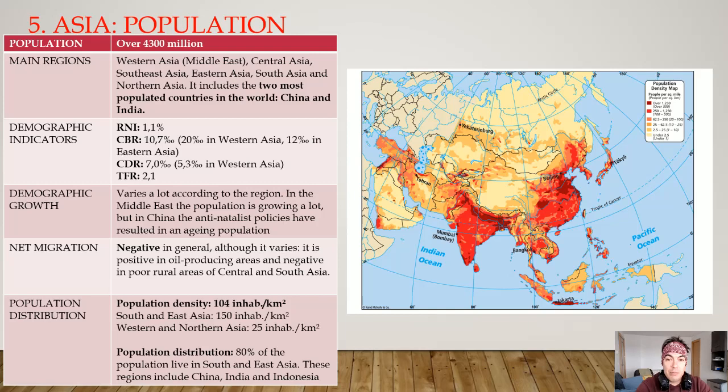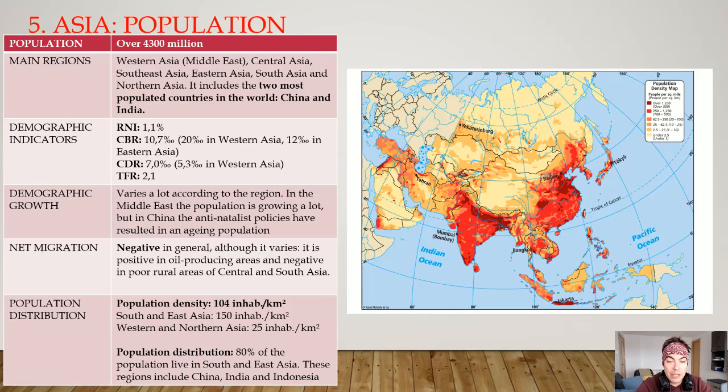So the net migration is negative in general. People leave the continent, but it varies. For example, in the Middle East, it's positive because many workers come here because it's a region which is developing a lot and very fast. For example, the United Arab Emirates are building a lot of cities with skyscrapers, and they need people, and also because it's the most important oil producing region in the world, so they need workers. So those companies that are located there attract a lot of workers from other continents.